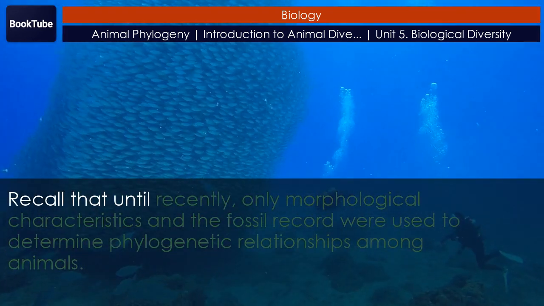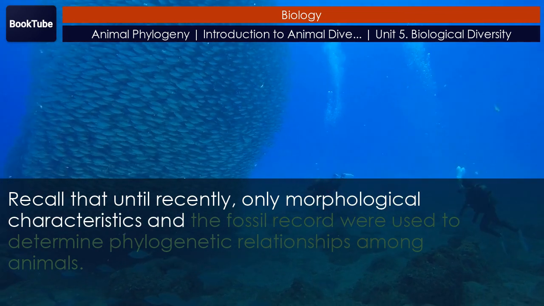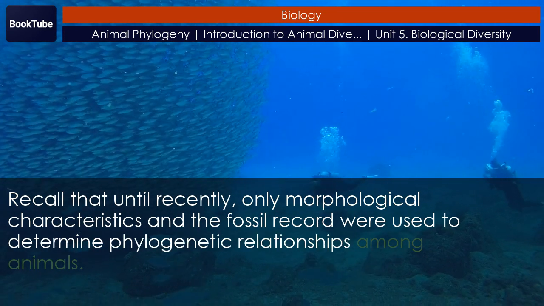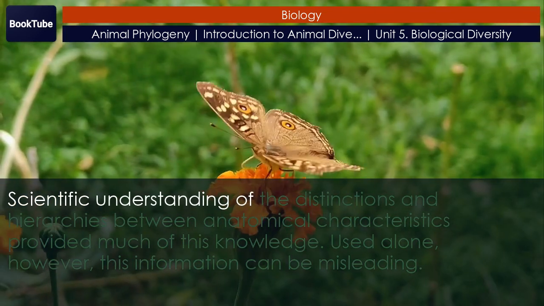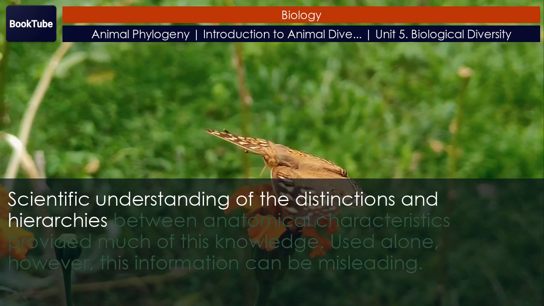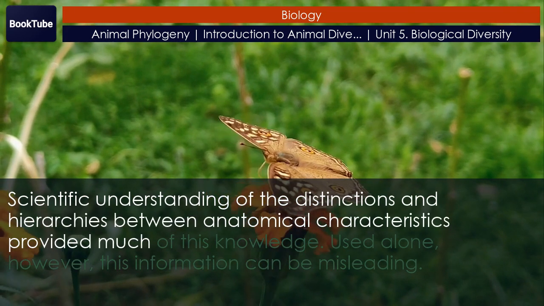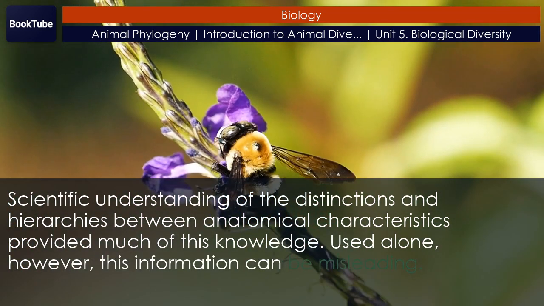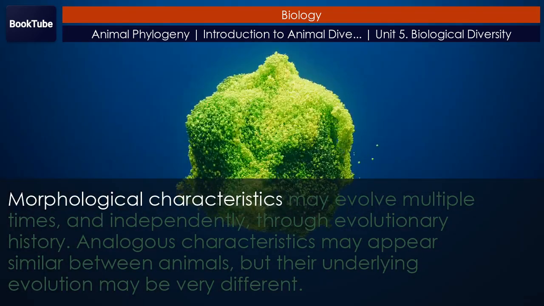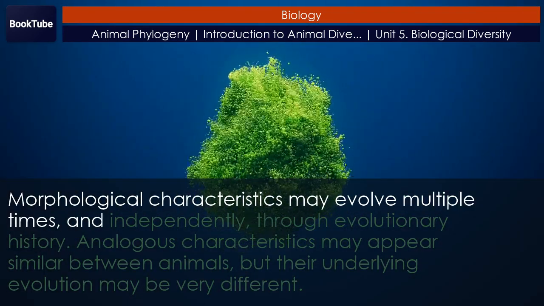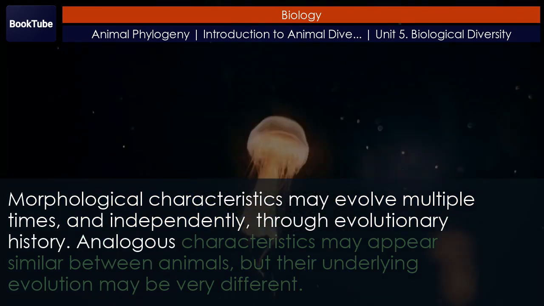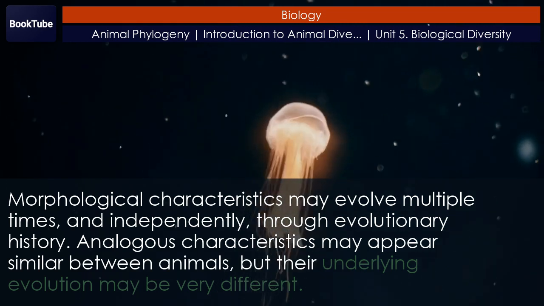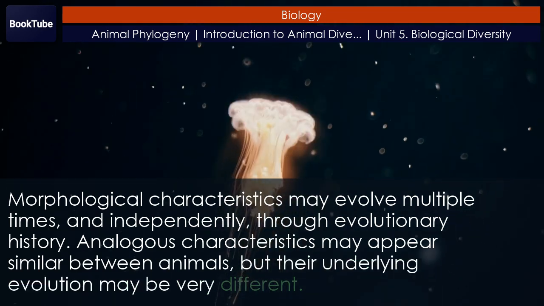Recall that until recently, only morphological characteristics and the fossil record were used to determine phylogenetic relationships among animals. Scientific understanding of the distinctions and hierarchies between anatomical characteristics provided much of this knowledge. Used alone, however, this information can be misleading. Morphological characteristics may evolve multiple times and independently. Through evolutionary history, analogous characteristics may appear similar between animals, but their underlying evolution may be very different.